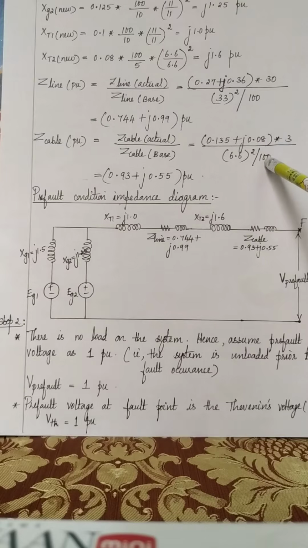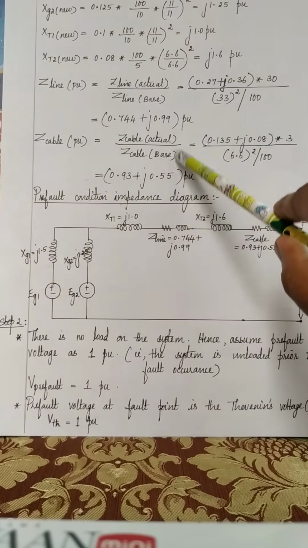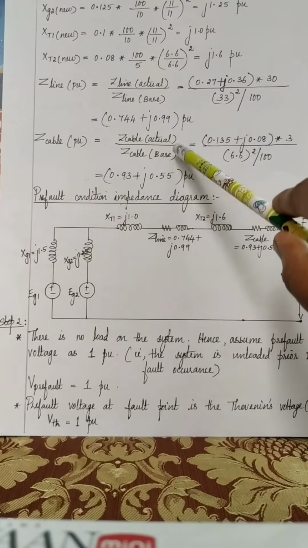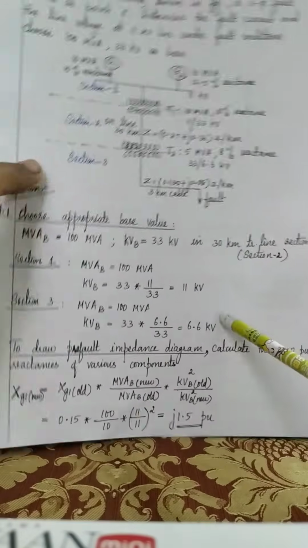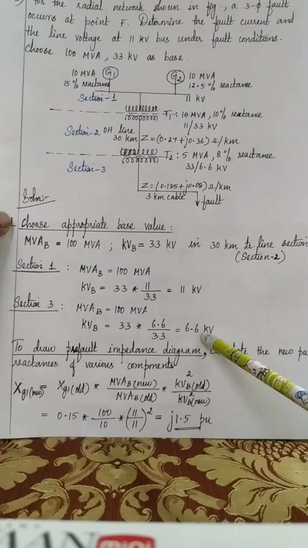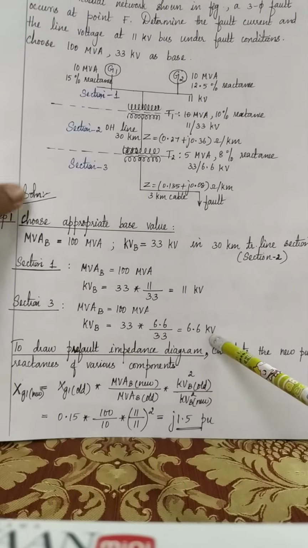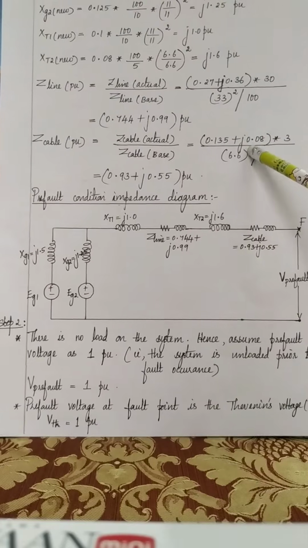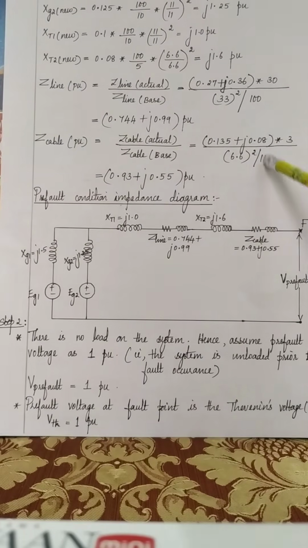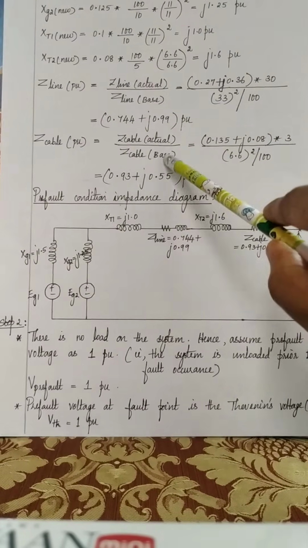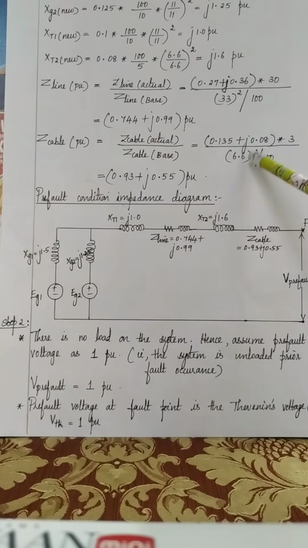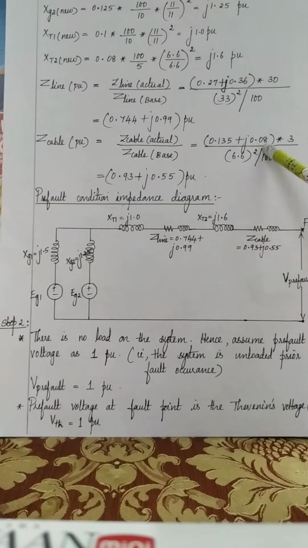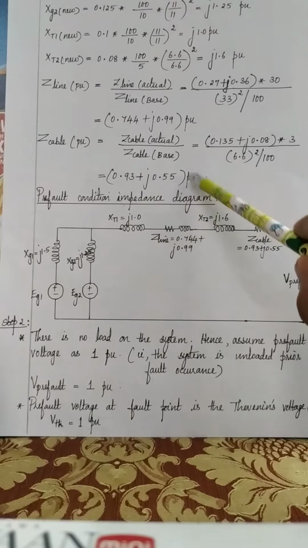KVB square by MVAB. So now, in which section does the 3 kilometer cable belong? It belongs to section 3. So what is the KVB new in section 3? It is 6.6 kV. So 6.6 whole square divided by MVAB. So you should be careful about this. The cable falls in section 3, so we have taken the KVB new of section 3, which is 6.6. So on calculating we will get the value in per unit.